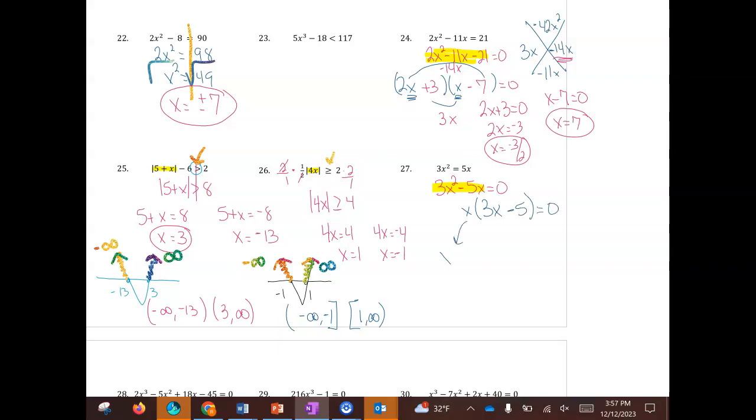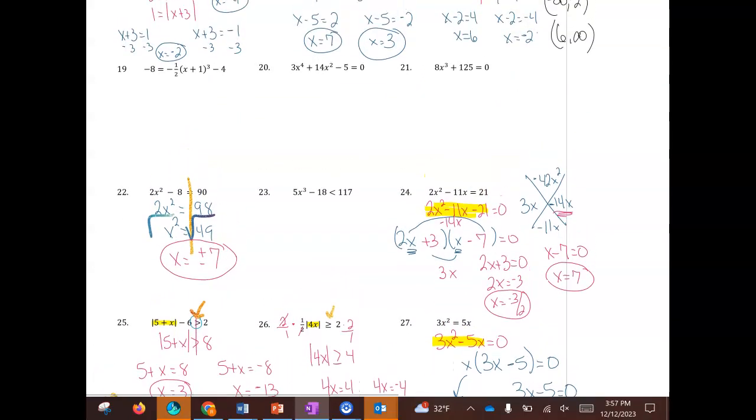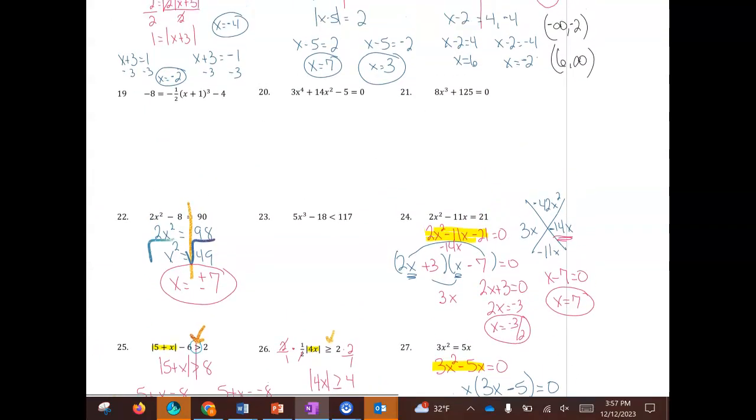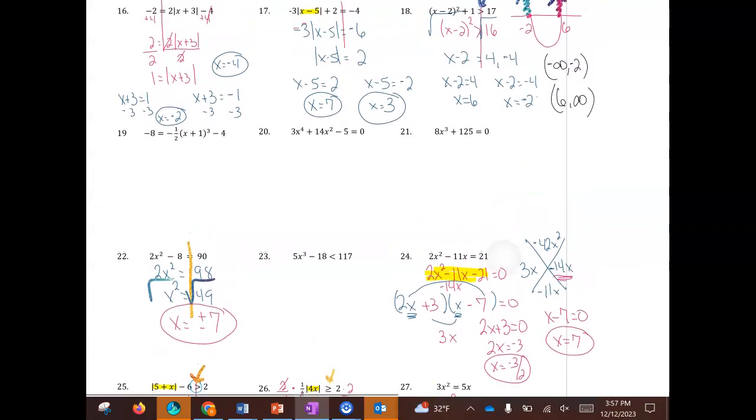So to get my two answers, I set this factor equal to 0. Done. X is alone. If I set this one equal to 0, I add 5, and then I'll divide by 3, and I'll just leave it as a fraction. So again, I'm getting two answers. All right, any other squareds? Not right now. So let's go for some other problems.